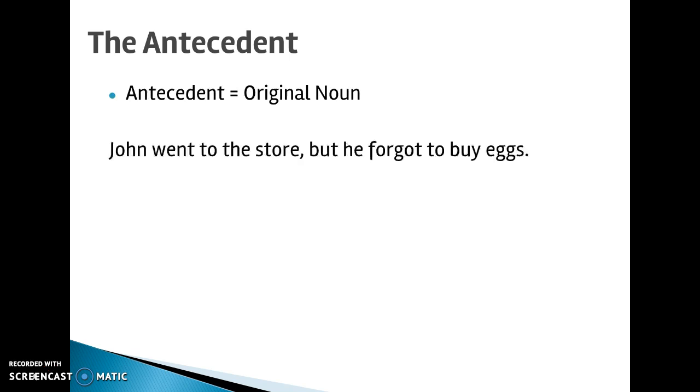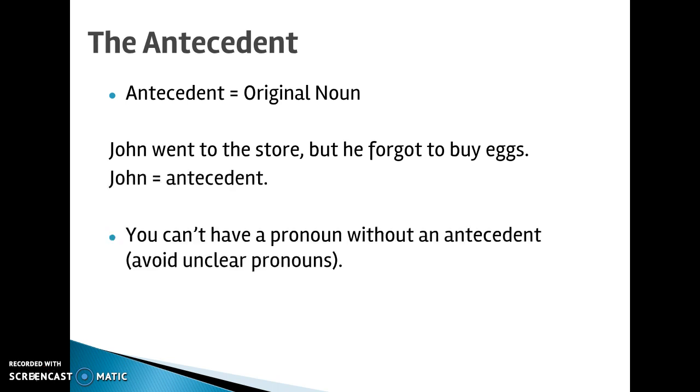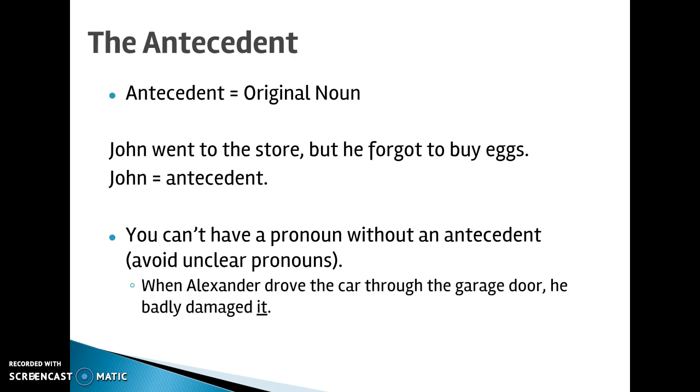The antecedent is the original noun. So in John went to the store, but he forgot to buy eggs, John is the antecedent and he is the pronoun. You can't have a pronoun without an antecedent because otherwise your listener or reader wouldn't know exactly what the pronoun was referring to. So antecedents and pronouns have to go together.